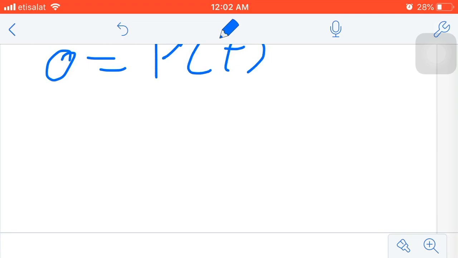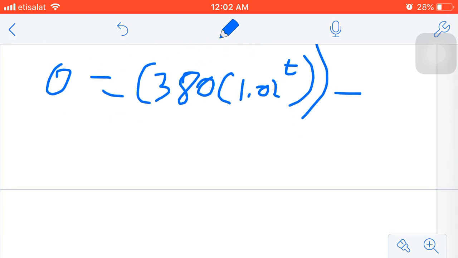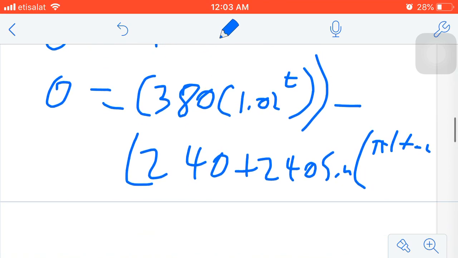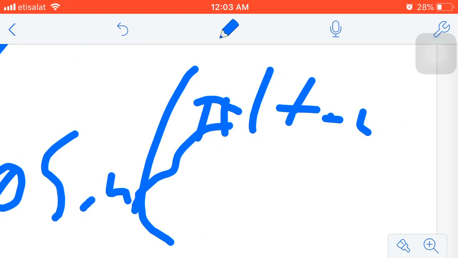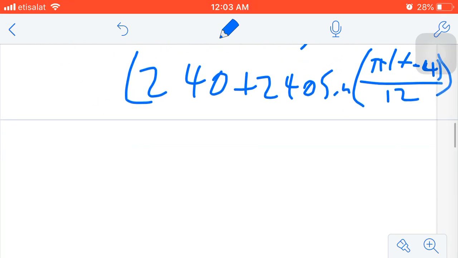So 0 will equal 300 multiplied by 1.02 to the power of t minus the equation of g prime of t, which is 240 plus 240 sine of pi t minus 4 over 12.